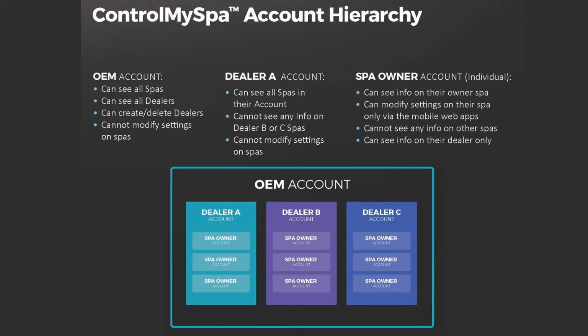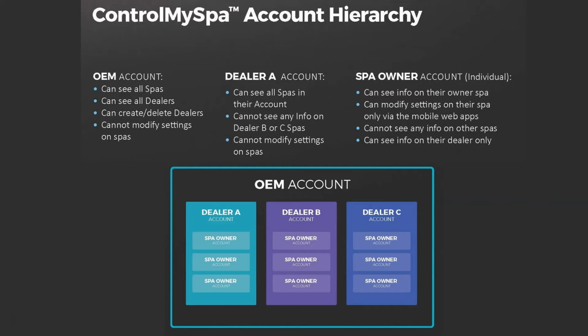So also part of this is a hierarchy. The OEM accounts are created by the ControlMySpa admin at Balboa Water Group. Contact Balboa Water Group if you want to have your OEM account set up. The OEM account can see all the spas in the hierarchy. They can see all the spas that belong to all dealers and all owners. They can't control them, but they can find out information about those spas, what the current status is, what the faults are, to help troubleshoot.